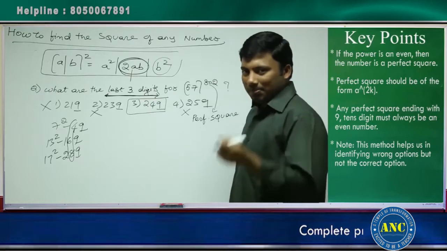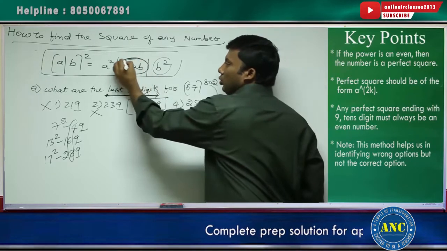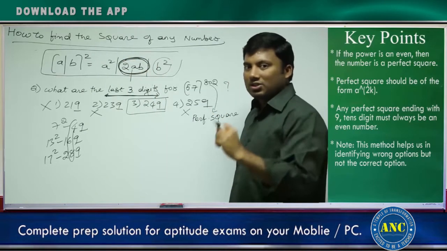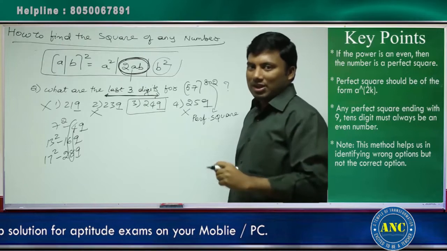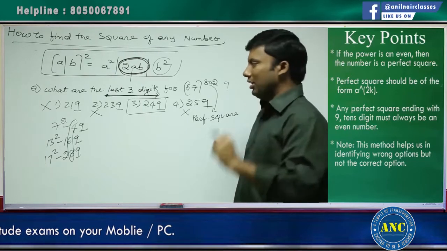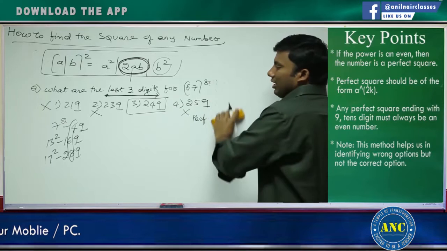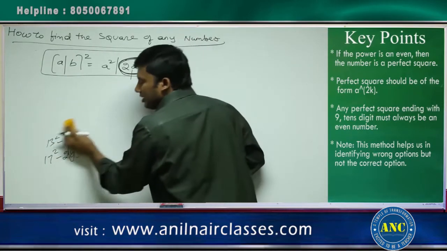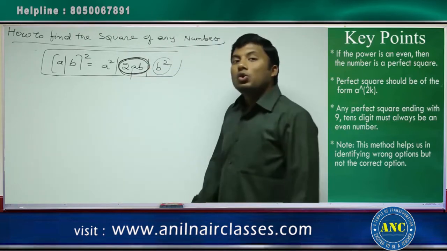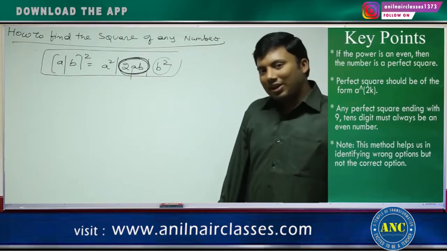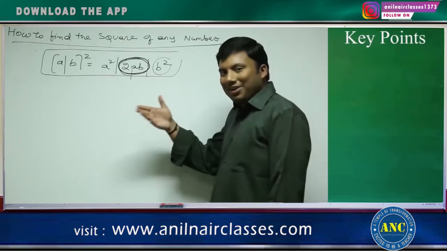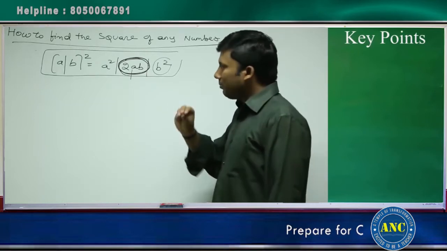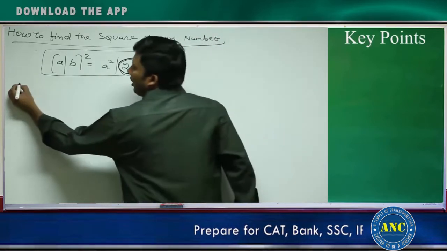I hope the simplest observation of 2AB as the second term in (A plus B) whole square can help us solve some of the toughest problems just by understanding fundamentals. Now, let us get into the next concept. While solving (A plus B) whole square, we just discussed the square of a two-digit number. What if it is a square of a three-digit number, four-digit number, five-digit number? That we will discuss. Before that, let me discuss another important key point.